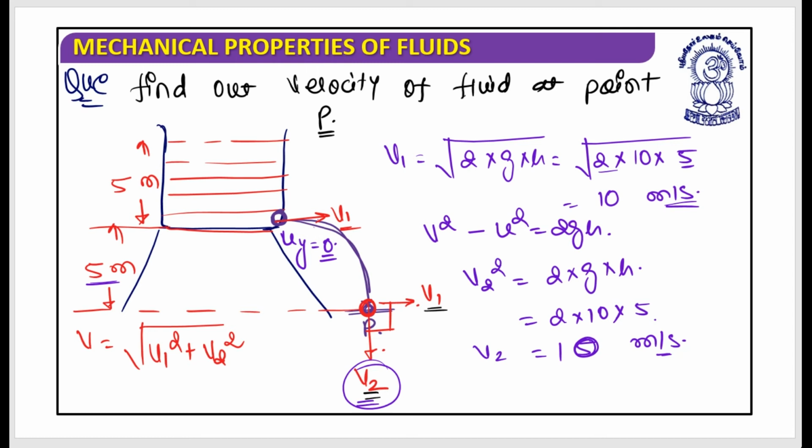So now I have v1 and I have v2. What I can get is the square root of 10 squared plus 10 squared, and this is equal to 10 root 2 meter per second. I hope this is clear. Was it clear? Are you sure? Great. Well done. You did a great job.